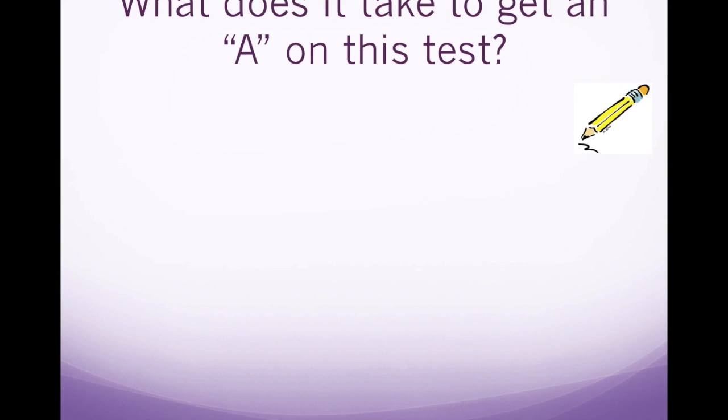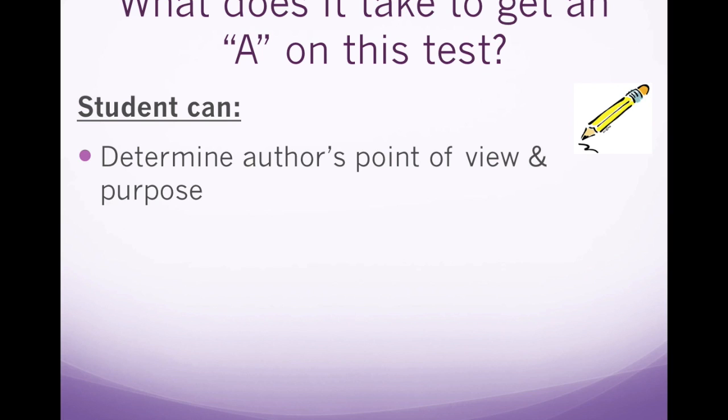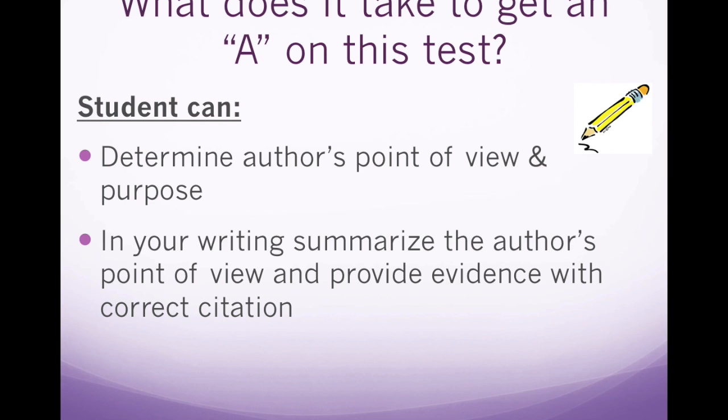All right, so let's take a look at the rubric, or what it's going to take to get an A on this test. So basically the rubric says that you can determine the author's point of view and purpose. So you can identify, write it down, and tell me what the point of view and the purpose is.